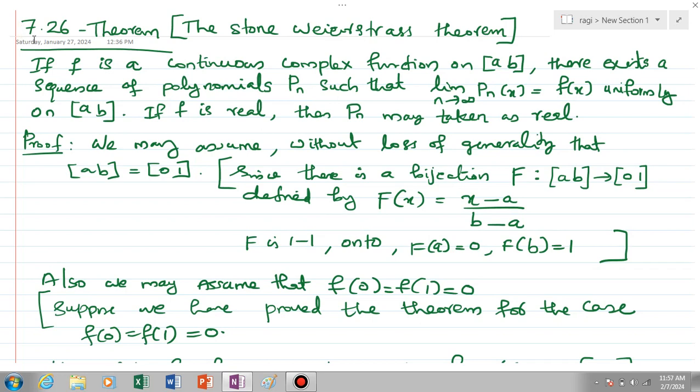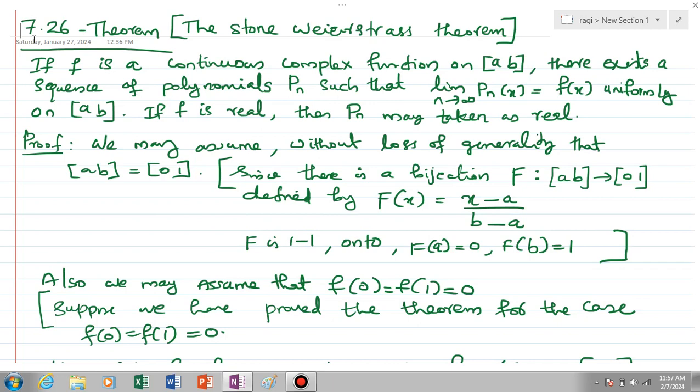Welcome all. Now we are going to discuss Theorem 7.26, the Weierstrass theorem. Very important theorem. The statement is, if f is a continuous complex function defined on closed interval [a, b], there exists a sequence of polynomials Pn such that limit n tends to infinity Pn of x is equal to f of x uniformly on closed interval [a, b]. If f is real, then Pn may be taken as real.